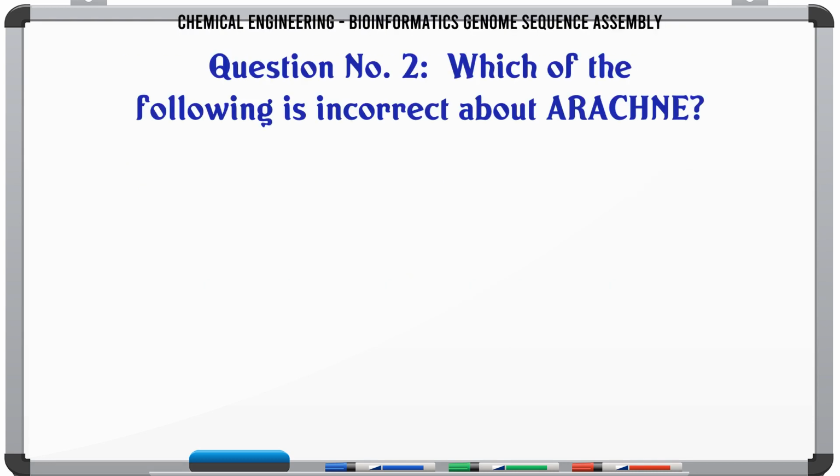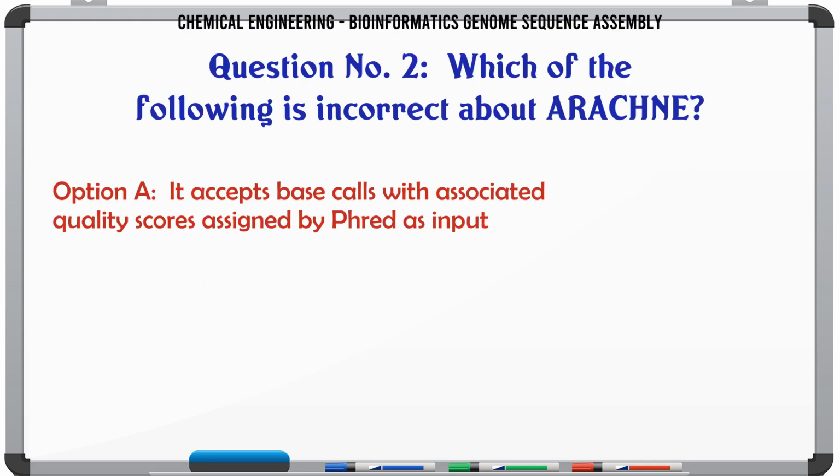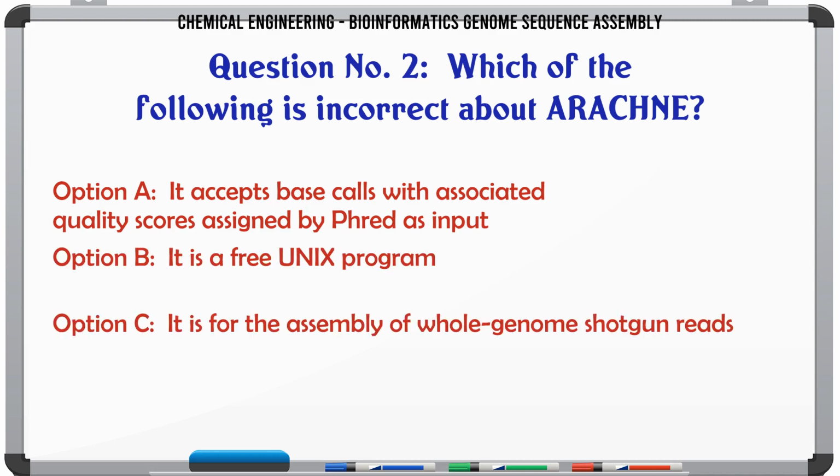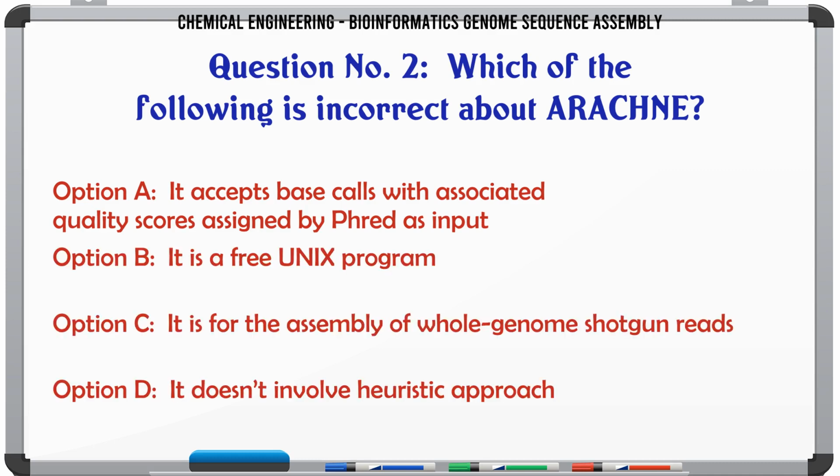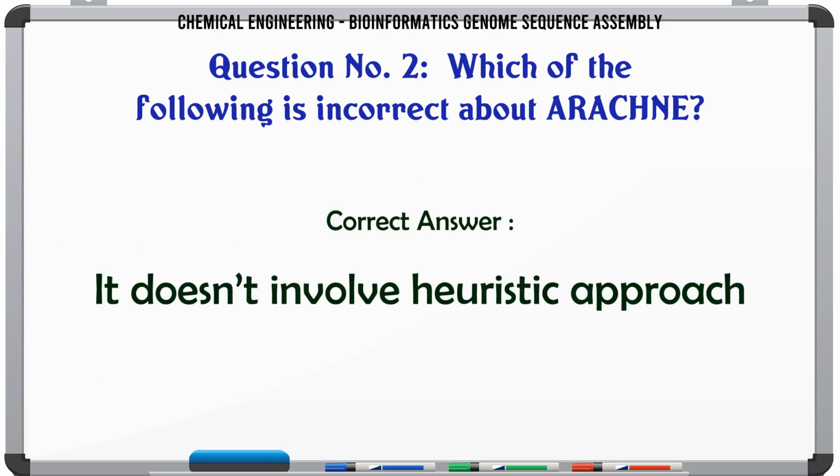Which of the following is incorrect about ARACHNE? A. It accepts base calls with associated quality scores assigned by Phred as input. B. It is a free UNIX program. C. It is for the assembly of whole genome shotgun reads. D. It doesn't involve heuristic approach. The correct answer is it doesn't involve heuristic approach.